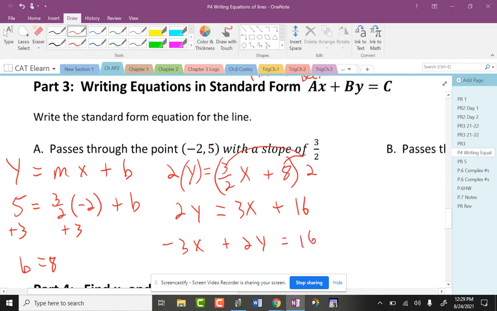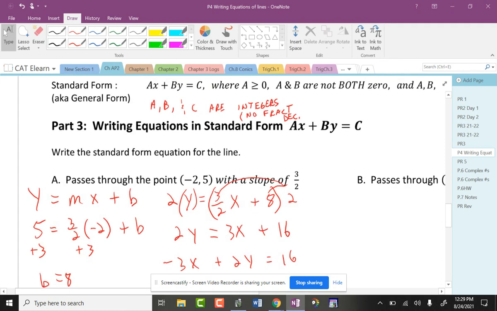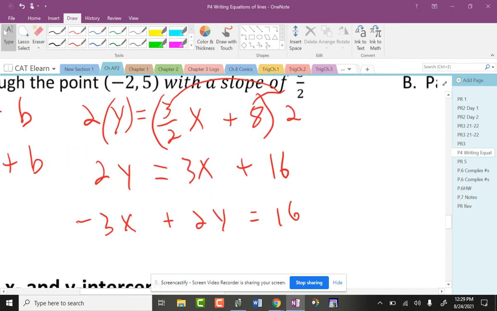But then you remember, notice what it says right here. What does that mean about A for Lockport math teachers? What do we want A to always be? Positive. So how can I flip this so that negative 3 is positive? What could I divide both sides by?